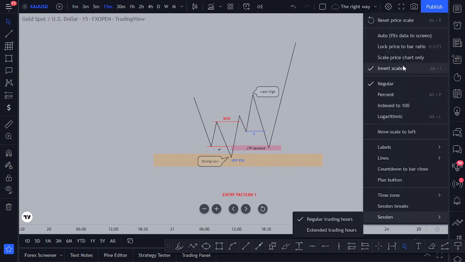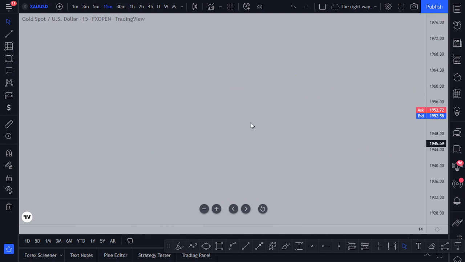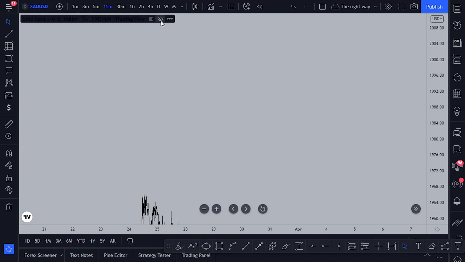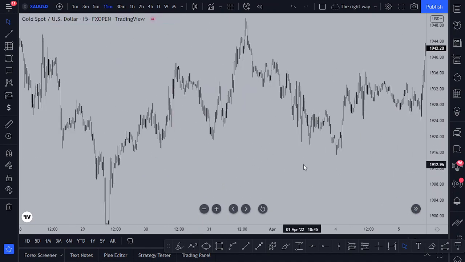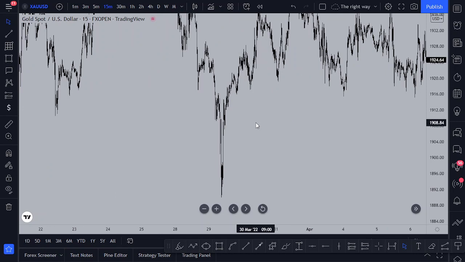So ladies and gentlemen, this is the pattern. You could be stalking the pattern so that you can see how it unfolds in different pairs altogether. So until then, ladies and gentlemen, I wish you good luck and good trading. So try to backtest and do more research about it.